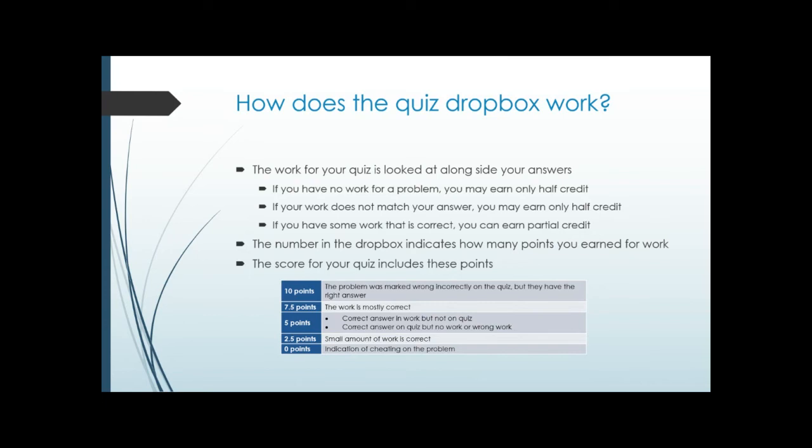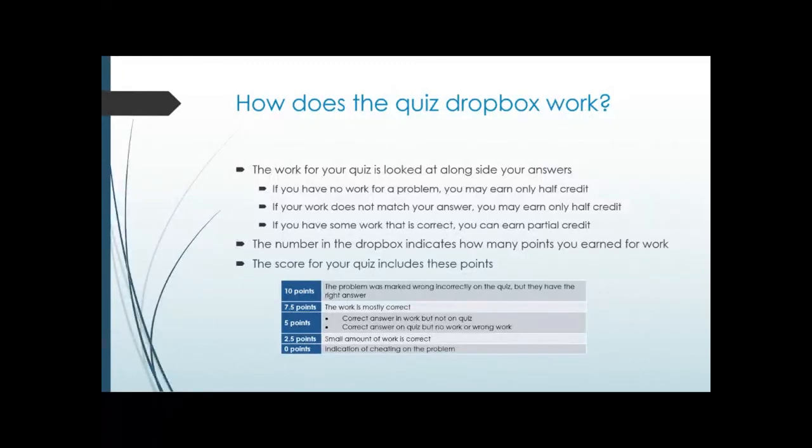You can get 5 points if you have the correct answer in your work but not on the quiz, or if it's right on the quiz but you don't have any work, or maybe your work is just completely wrong, so you'll get half credit for that. 2.5 points if you at least have a little bit correct. So if you try and you really don't know what you're doing, you can still get some points, at least for trying. And then you would get a 0 basically if it's clear that you cheated in some way, or you have no work and no right answer, there's just absolutely nothing there. So this is how your points are going to be adjusted based off of your work.